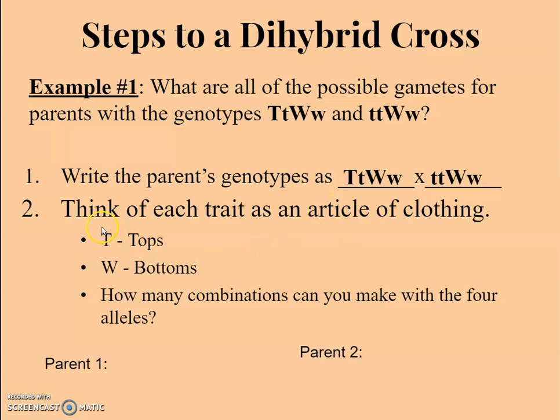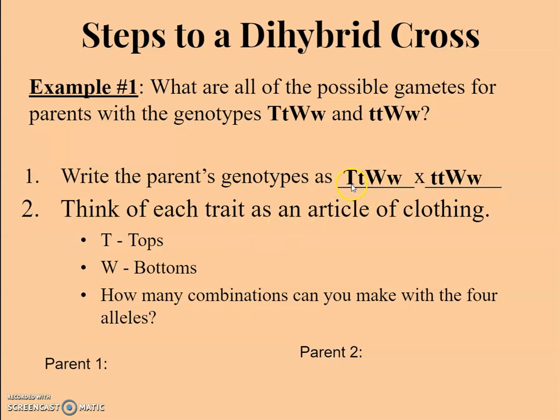And so now we have to figure out what their gametes are going to be in combination between T's and W's. And so I like to look at each of these genotypes, and I think of each trait as an article of clothing. So the T's I would associate with tops, and W's I'd associate with bottoms. So you're always going to want to have a top on and a bottom on, otherwise you'd be naked, right? And so you want to be fully clothed. And so we're going to see how many combinations of clothing we can create out of this genotype by choosing a top and a bottom, okay?